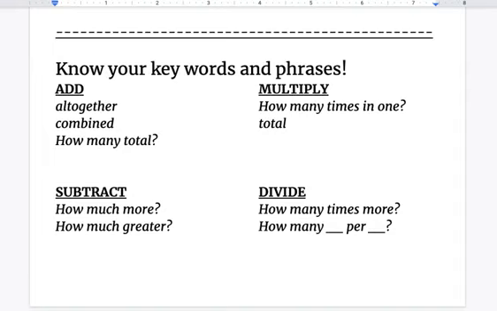With divide, they could also ask how much more, but it's specifically how many times more. How many times can something fit in one? And also how many of something per another something, like kilometers per hour, like speed, where you divide. So again, add and multiply, those words have overlaps. Subtract and divide have a lot of overlaps as well. What you do need to pay attention to is what exactly that problem is asking you, since there is so much overlap. So we're going to go through some examples today.